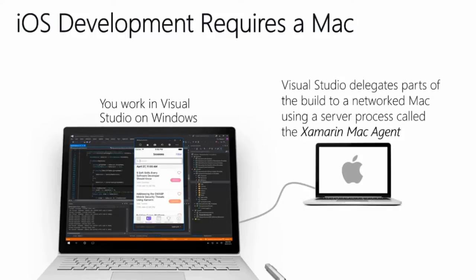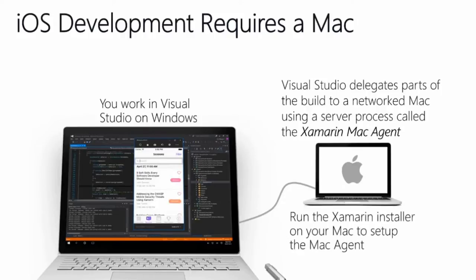Xamarin solves this through a service installed on a network-connected Mac known as the Xamarin Mac Agent. Visual Studio connects to that process, and it delegates a portion of the build to that Mac, which allows us to compile with the native toolchain and launch the Apple-provided iOS simulators. So this means you're going to need to run the Xamarin installer on your Mac to install the build host. Our wizard is going to walk you through the setup process to enable access from your PC. Now, when you create or open an iOS project within Visual Studio on Windows, the IDE will connect to the Mac agent. And again, a Mac is only a requirement for iOS applications, not for Windows or for Android.